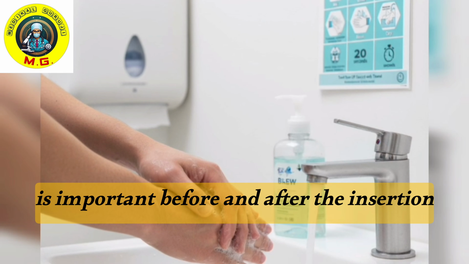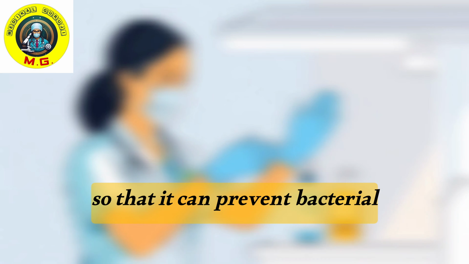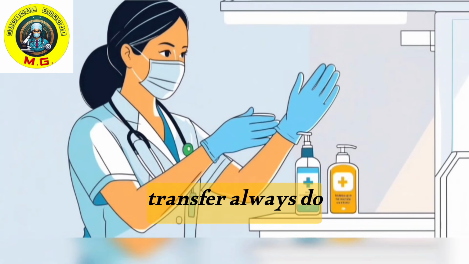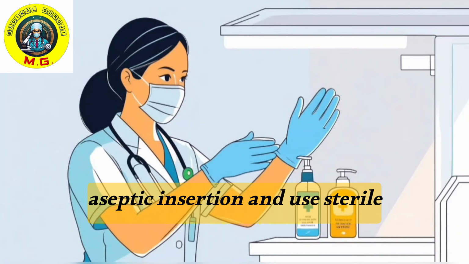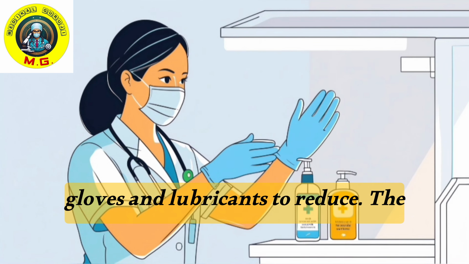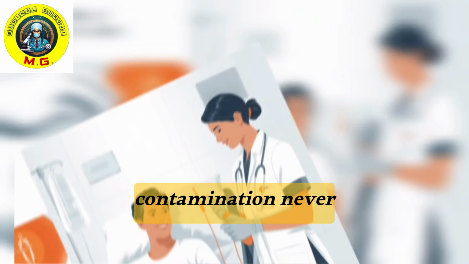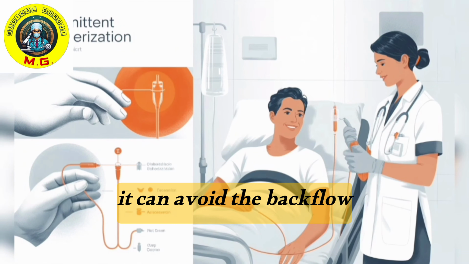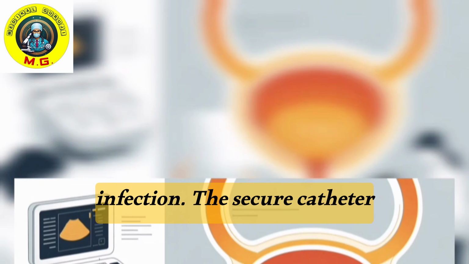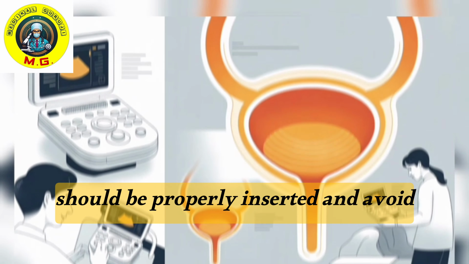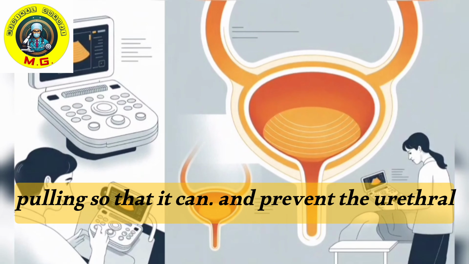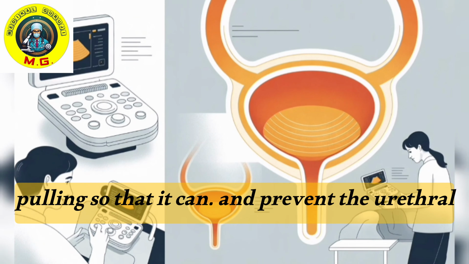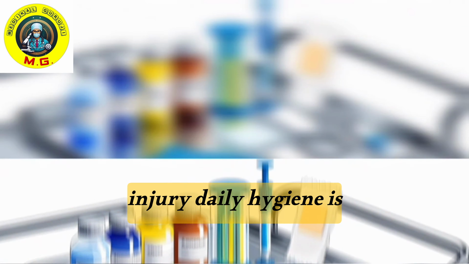Hand hygiene is important before and after insertion so that it can prevent bacterial transfer. Always do aseptic insertion and use sterile gloves and lubricants to reduce contamination. Never disconnect unless needed so that it can avoid backflow infection. The catheter should be properly secured and inserted, and avoid pulling so that it can prevent urethral injury. Daily hygiene is vital.